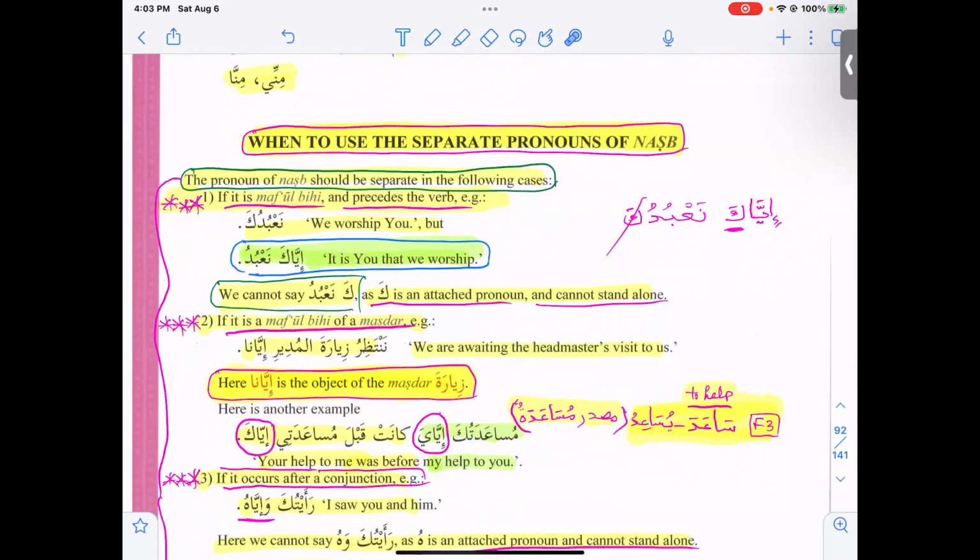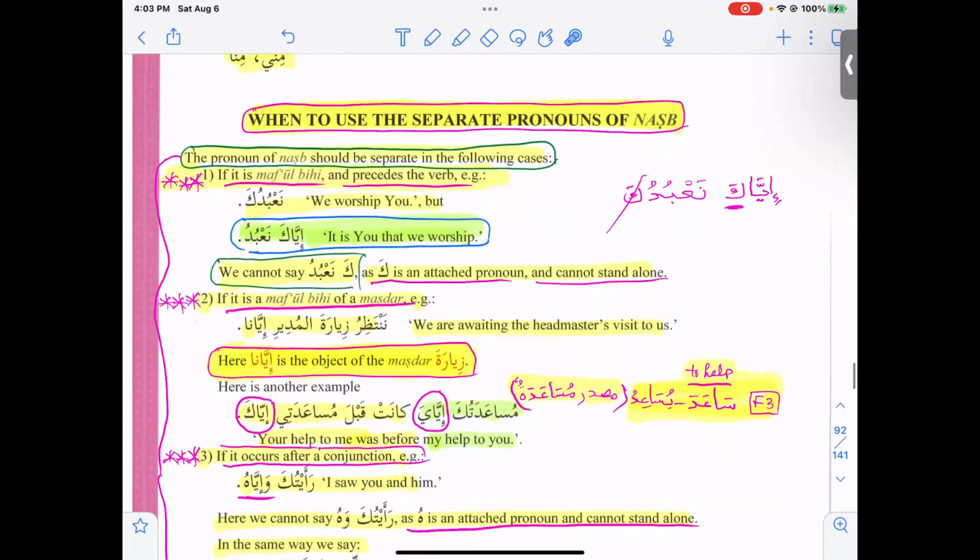Okay. Now, these are the conditions. The pronoun of nasab should be separate in the following cases. When you bring it in front and give the support of iya, the next case is the same thing. If it is the maf'ul bihi of a masdar. Nantaziru ziyarat al-mudiri iyana. Again, the iyana comes. Maf'ul bihi of not a verb, but a masdar. We are awaiting the headmaster's visit to us.